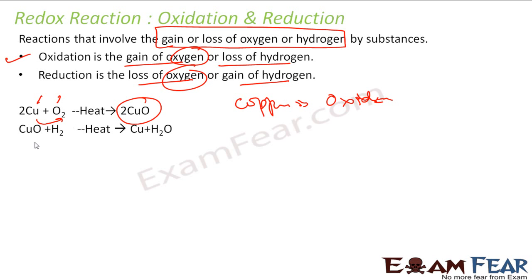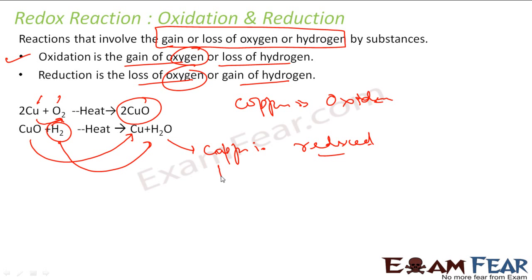Again, this copper you heat in the presence of hydrogen now. Now the copper is losing oxygen, so in this case the copper is reduced, and hydrogen is gaining oxygen. Hydrogen was H2, it becomes H2O. We can say that hydrogen is oxidized.